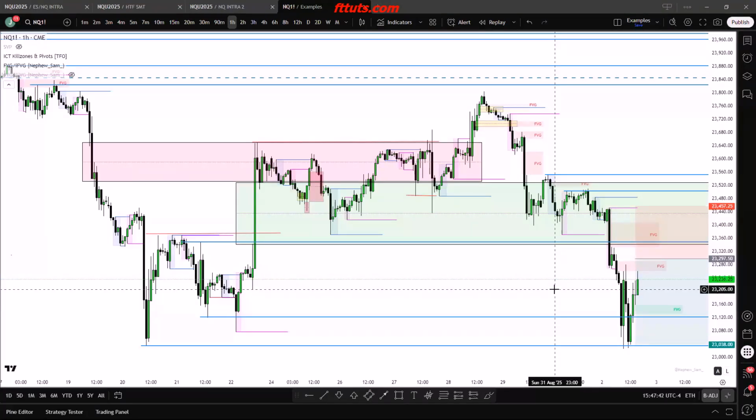Volume profile is the only indicator. It's not even an indicator, it's a tool. Order flow, it's a tool. It's not an indicator. It's a tool.